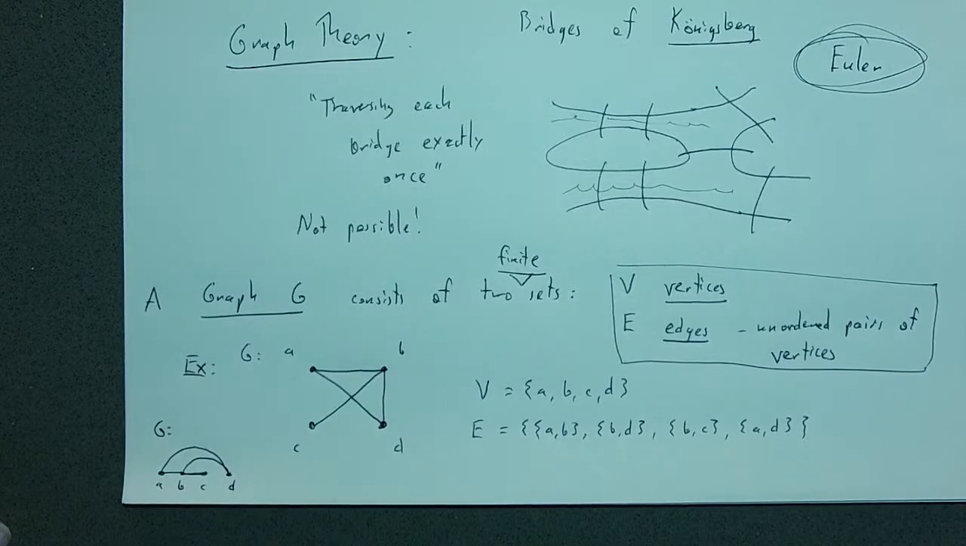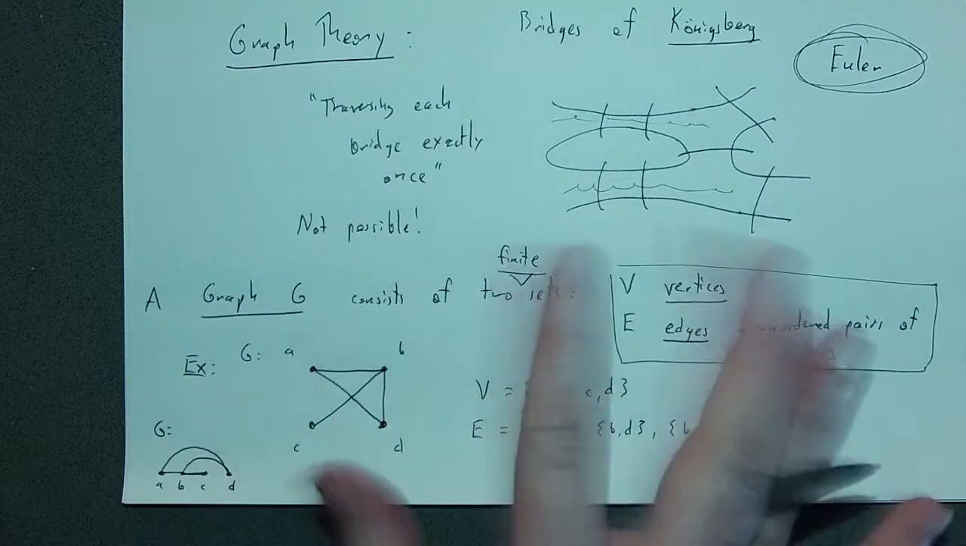Okay. Of course, I could have labeled these instead of A, B, C, D. I could have labeled them 1, 2, 3, 4. And the question is, are those the same graph? Yes. And again, we're going to have terminology for dealing with that. But all of this will come.